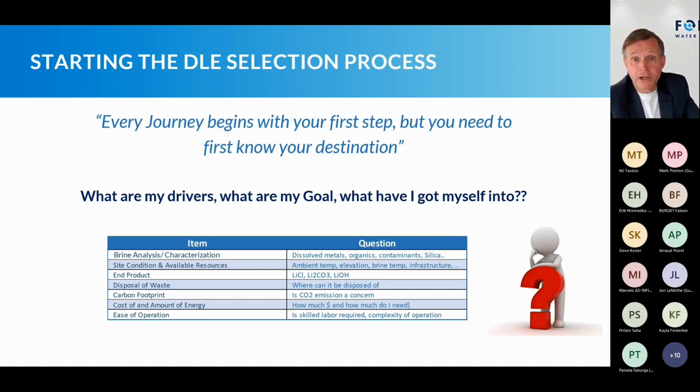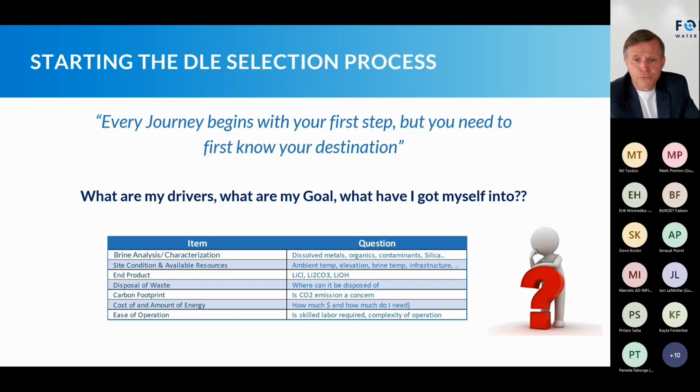So, starting the DLE selection process: every journey starts with the first step, but you need to know where you're starting from. So just a 50,000 foot overview. How do I start this process? Well, first thing, you ask questions. Brine analysis and characterization. You need to understand the dissolved metals, the organics, the contaminants, the silicas, and other components. What's available not only in the brine, but when I'm taking a look at the DLE, there are other factors that you need to be aware of.